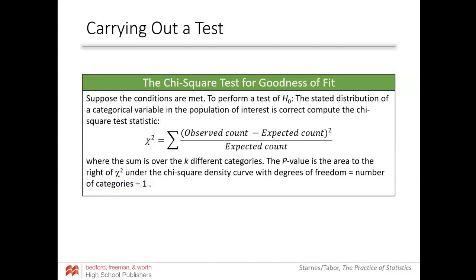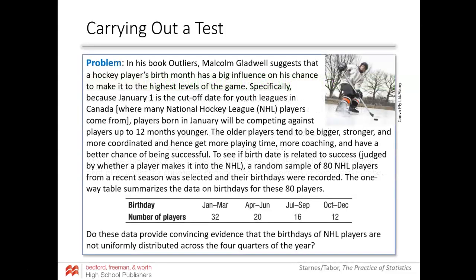Anywho, that's the same formula from before. This time we know that the p-value is going to be the area to the right after the chi-square statistic, and the degrees of freedom are found by taking the number of categories and subtracting 1. All right, kiddos, it's time to do this.